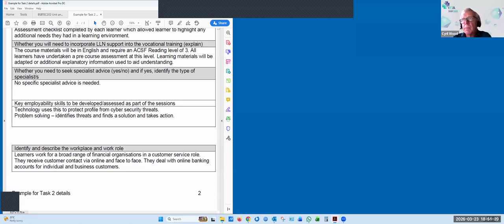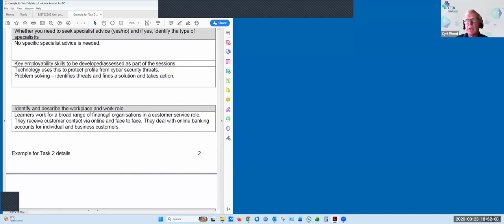So you just identify what might be used, and you relate the employability skill to the particular activity in whichever session it might be. So I put down here, technology uses this to protect profile from cybersecurity threats. Problem solving, identifies threats and finds a solution and takes action. So that's where that's come from. It's relating it back into the unit. So they're using their problem solving skills somewhere in the session that you're doing.